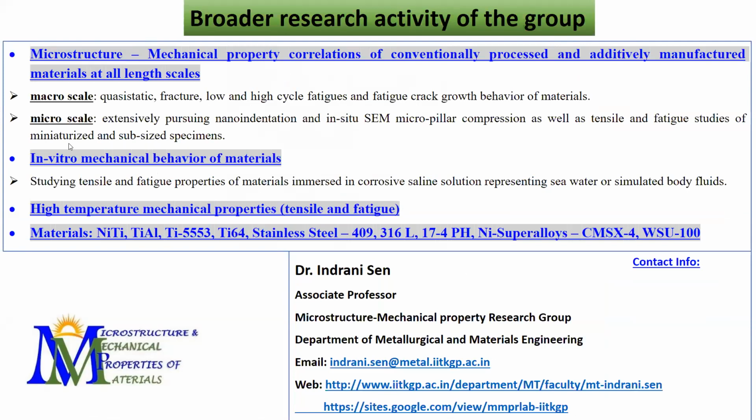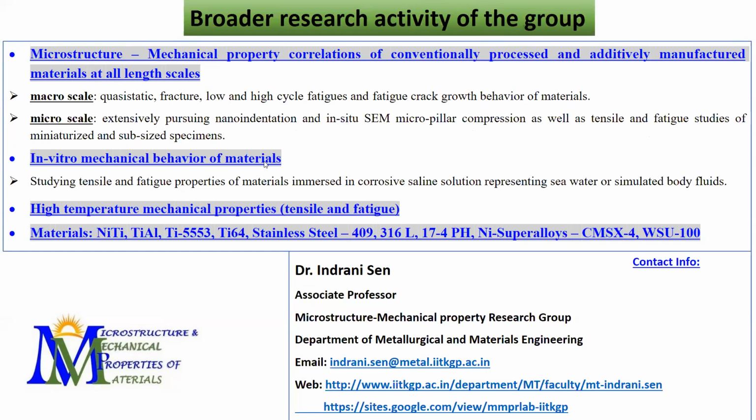So my group is mostly focused on studying the microstructure-property correlations of materials. We look at different categories of materials, from conventionally processed to additively manufactured materials, and we study the properties at different scales. At the macro scale, the typical fracture and fatigue behaviors are studied extensively, as well as at the micro and nano levels, where we do nanoindentation and micropillar compression.